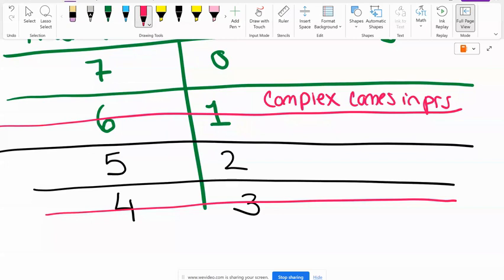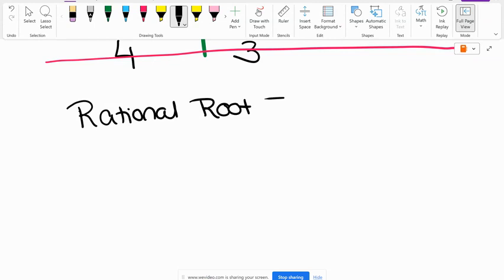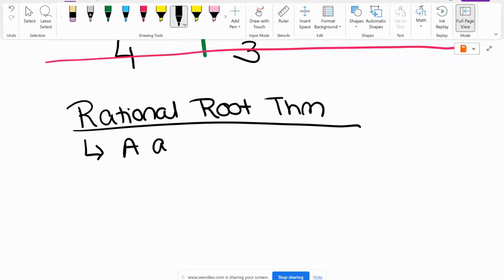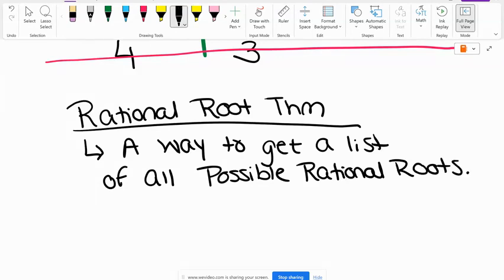All right, let's talk about the rational root theorem. So the rational root theorem is a way to get a list of all possible rational roots. So it's a way to get a list of all possible rational roots.